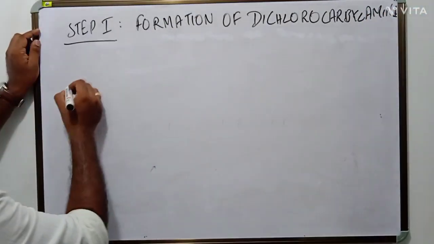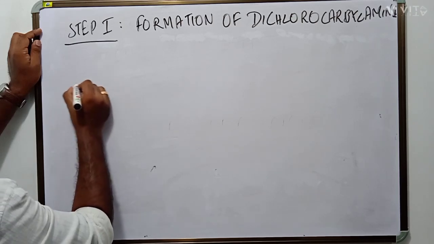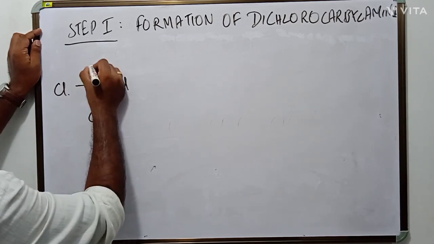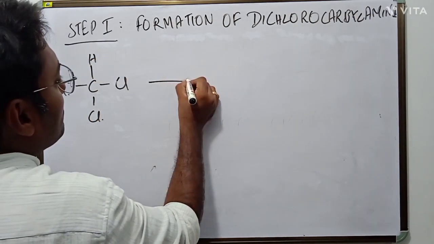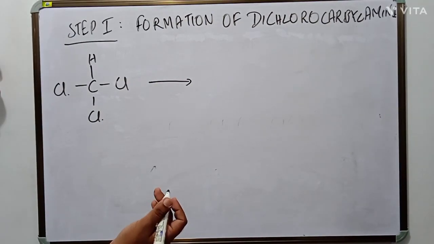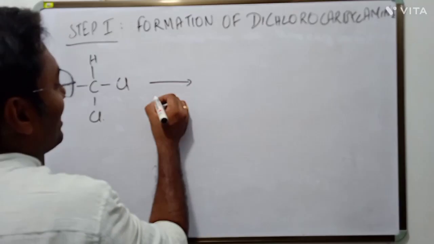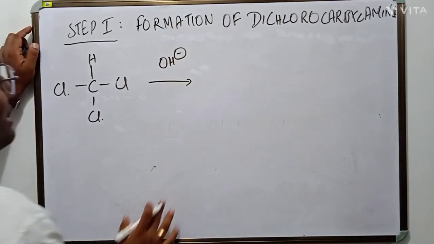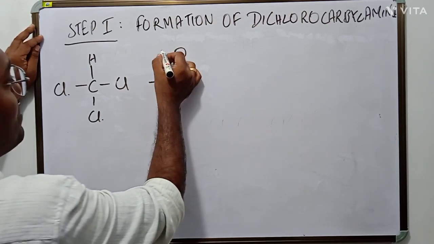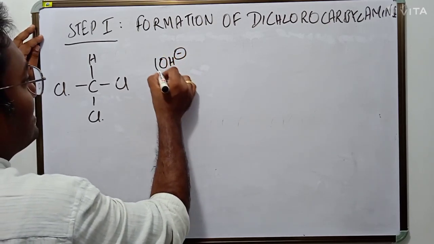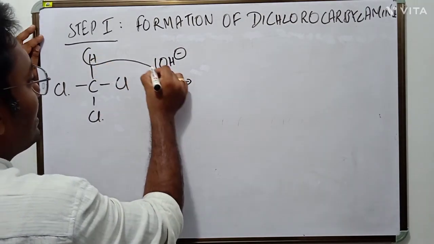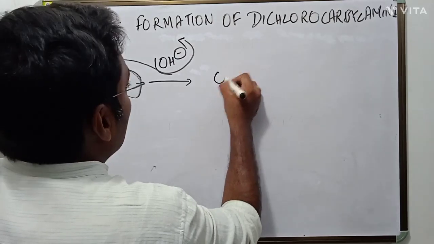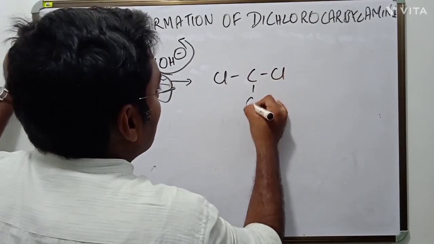Dichlorocarbylamine. Let us see how it is formed. Okay, so for dichlorocarbylamine, you take chloroform and react it with what else is in the reaction system? Do you remember? Yes, aqueous NaOH. So I am going to write the OH minus out of the aqueous NaOH. This OH minus now takes the H with it.